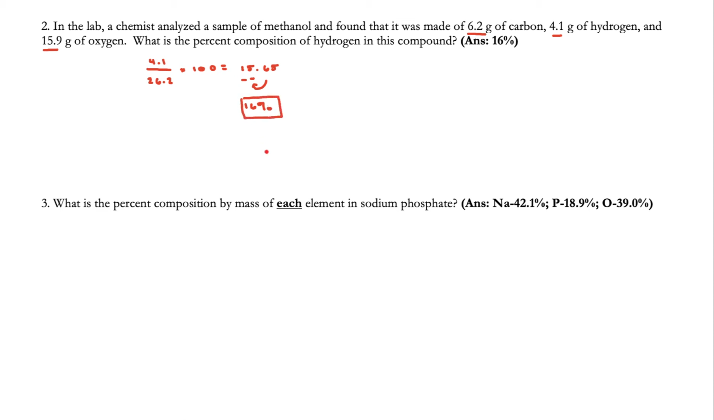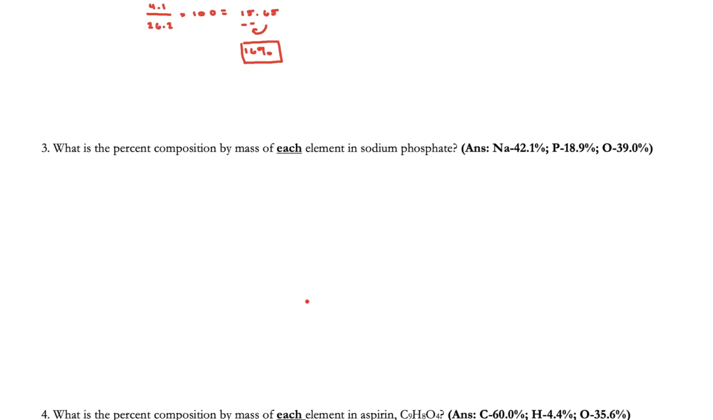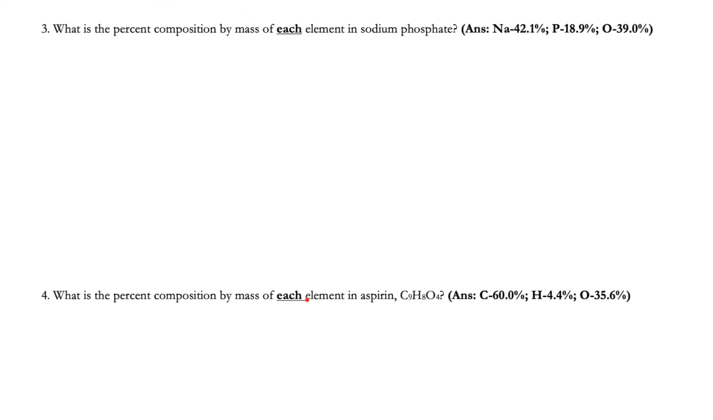So what if instead I don't give you the masses nicely like I just did? What if instead I just give you a formula, or not even a formula, just a name, because I can do that. So here I just tell you you have sodium phosphate, and I want to know the percent of each element in sodium phosphate. The first thing that I need to do is write the formula for sodium phosphate. Well, I know that sodium has a +1 charge, and I know that phosphate has a 3- charge. So I am going to cross my charges here, and what I end up getting for my formula is the following.